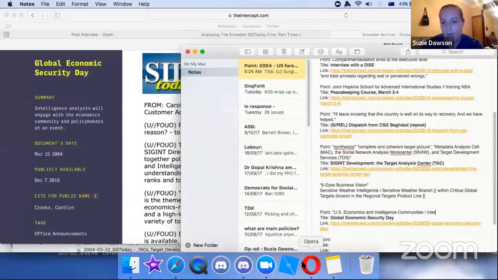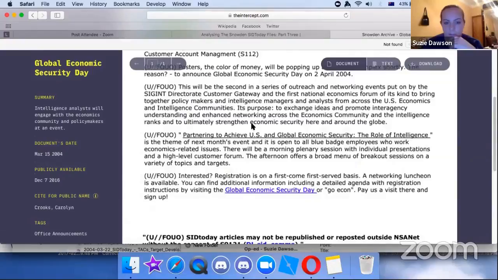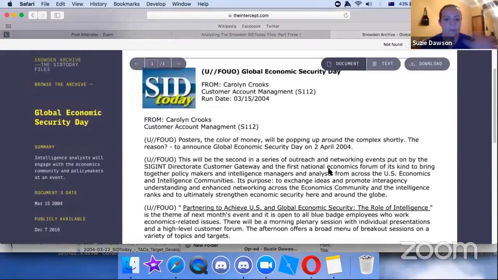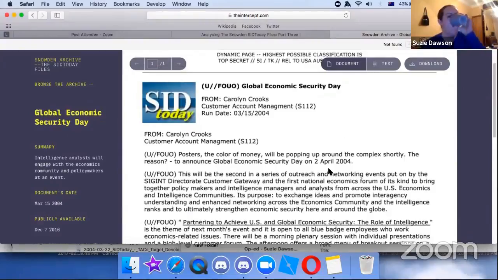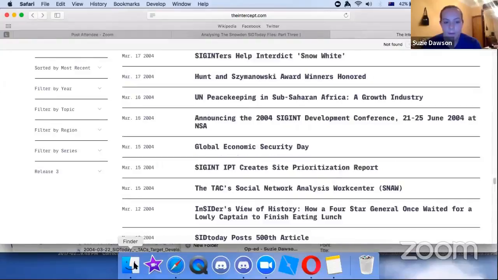Interagency understanding. Enhanced networking. Right. Okay, this is useful.